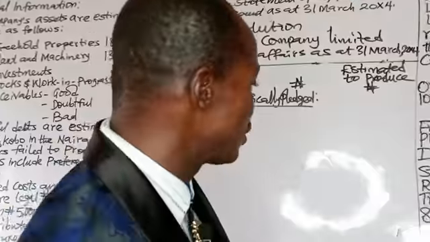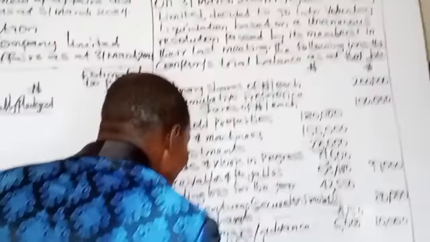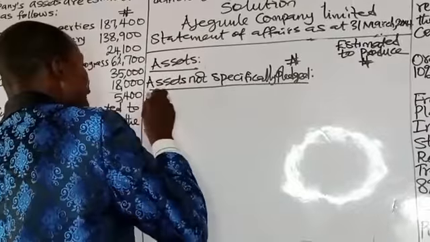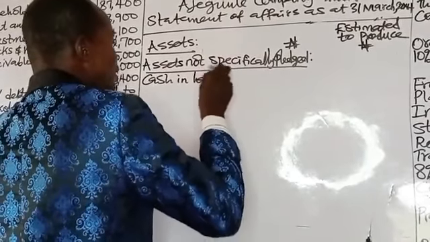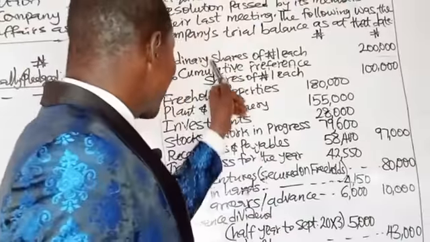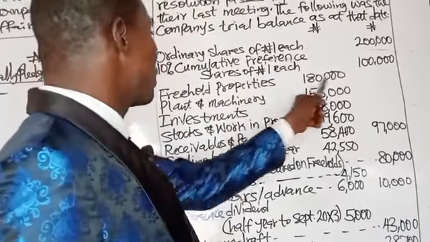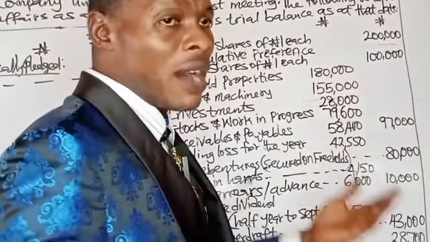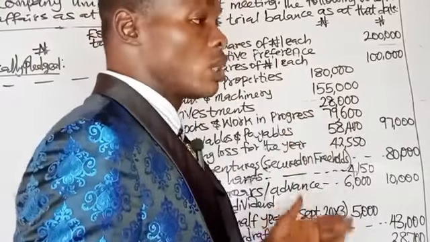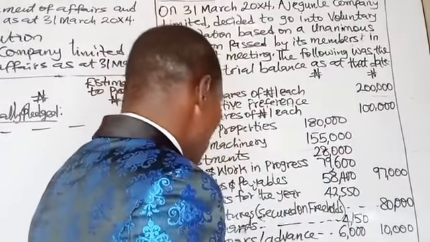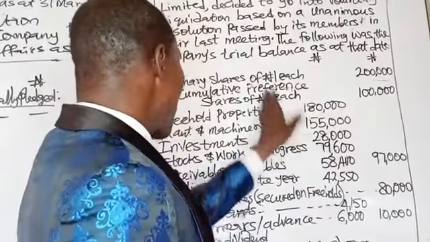Now back to the trial balance. So you have cash in hand, 4,150. If you check these assets in the trial balance, these assets are at their book value. This is the book value of freehold properties, plant and machinery. I've told you that what you need is not the book value, but the realizable value, the amount you can get if these assets are to be sold. So we don't need the book value, and I'm not going to consider the value of those assets in the trial balance.